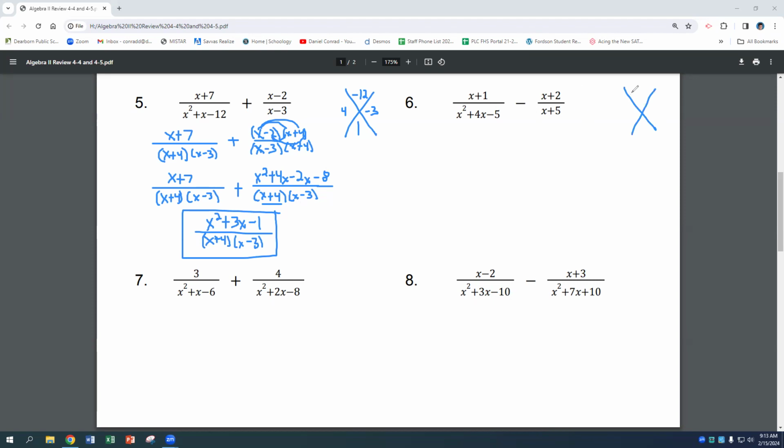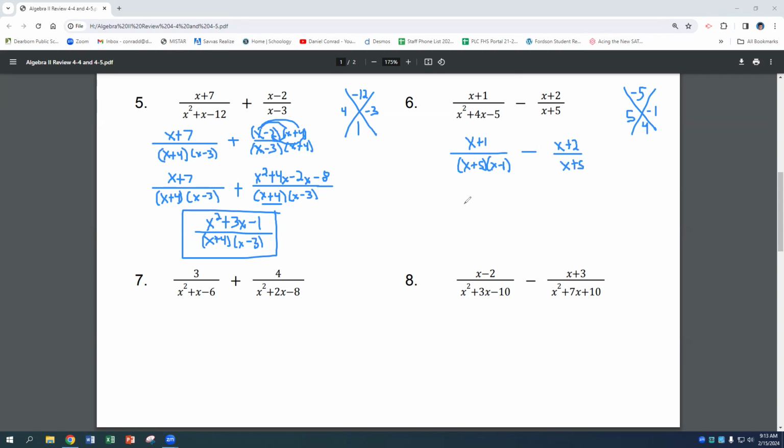Okay, over here we need to factor first before we get our common denominators. So I have to find two numbers that multiply to negative 5 and add to 4. Okay, that's going to be positive 5 and negative 1. So I have x plus 1 over x plus 5 times x minus 1 minus x plus 2 all over x plus 5.